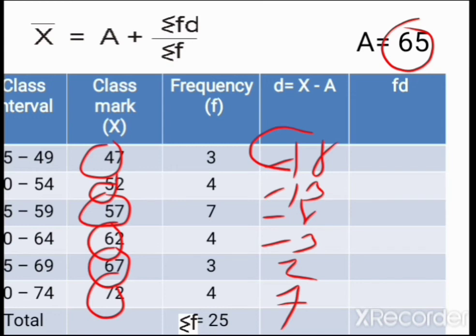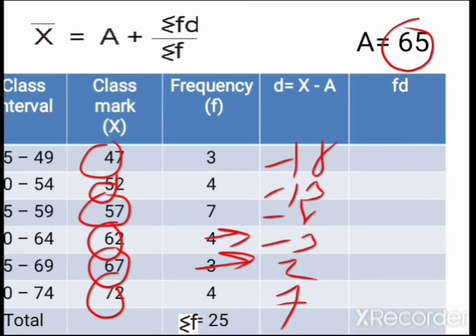So minus 18 plus 5 is minus 13. Minus 13 plus 5 is minus 8. Minus 8 plus 5 is minus 3. Minus 3 plus 5 is 2. 2 plus 5 is 7. So that's how you obtain it: after getting the first one, you just keep adding the class size.